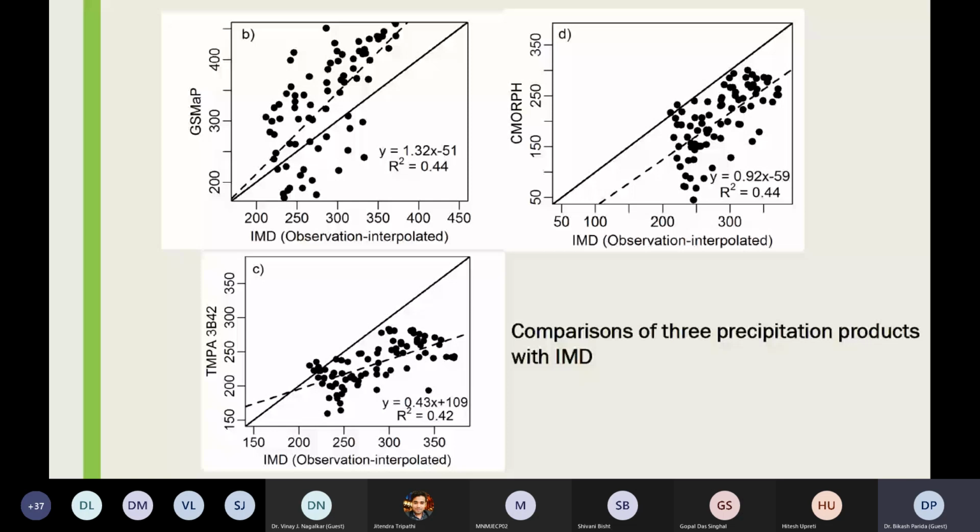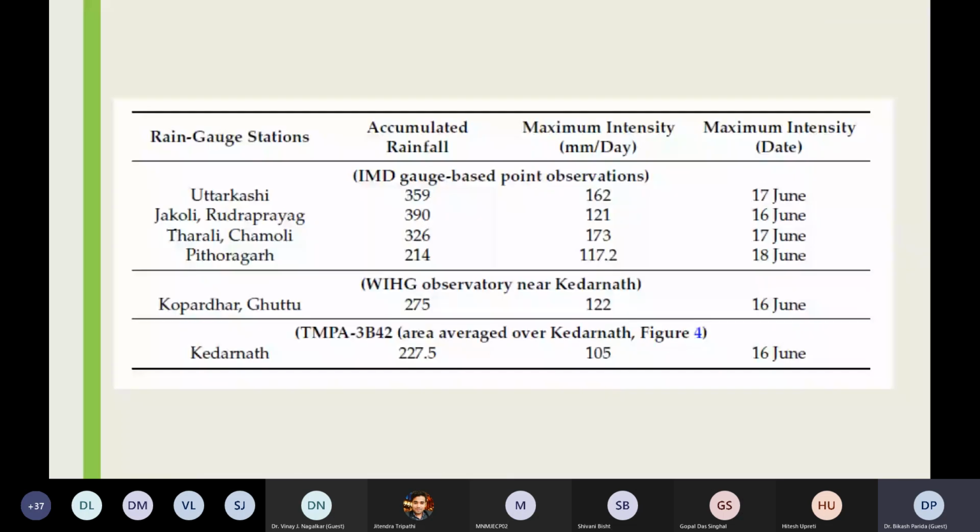So this kind of analysis you can do, and this is the comparison of different data, especially the TRMM data, with respect to different stations located in Uttarkashi and Rudraprayag. Okay, so you'll find there is a good match; on some days the intensity is also captured. For example, over Kedarnath, TRMM is giving somewhere like 105 millimeter per day, and if you see the ground-based data, it is somewhere like 122, 162. So there are some variations, but at least the peak is able to match, the TRMM data is able to match with the ground-based data.